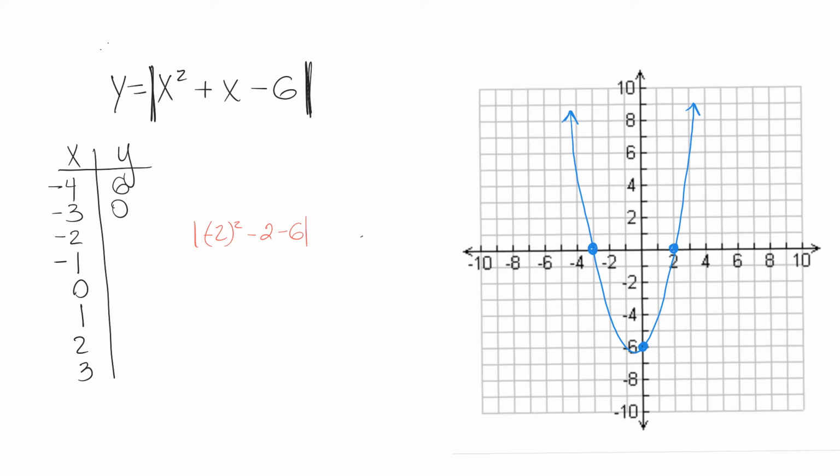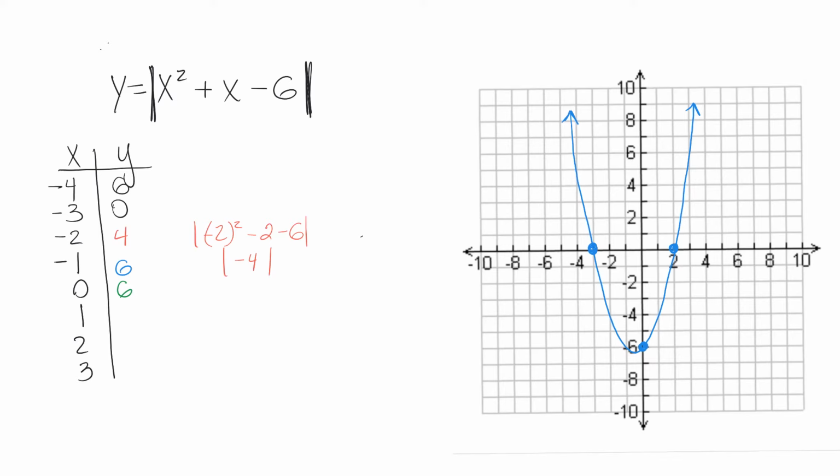So I've got 4 minus 2 is 2. 2 minus 6 is negative 4. What's the absolute value of negative 4? 4. Be careful on that. Same with negative 1. Negative 1 squared is 1, minus 1 is 0, minus 6 is negative 6. The absolute value of negative 6 is 6. Don't mess that up. 0 squared plus 0 is 0, minus 6 is negative 6. Absolute value of negative 6 again, 6.